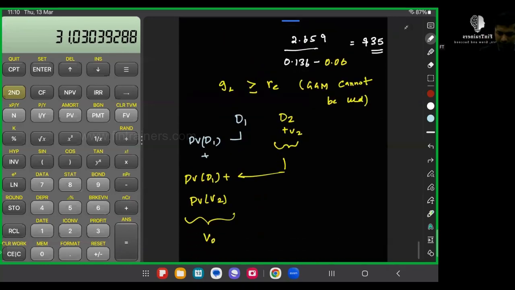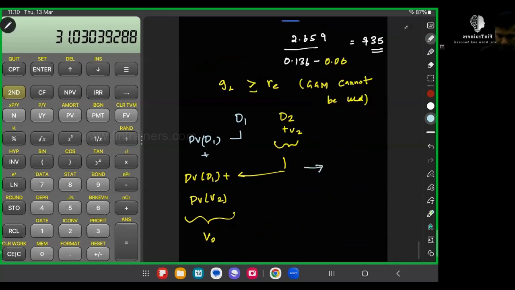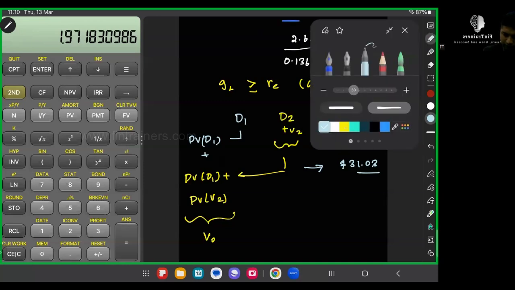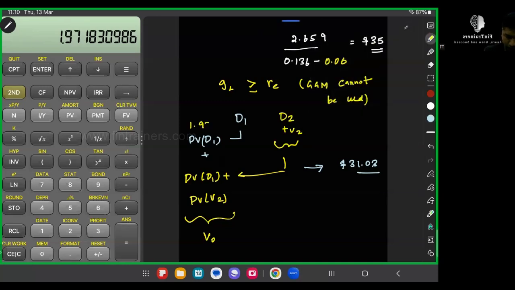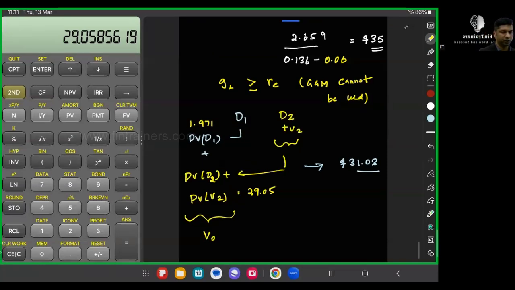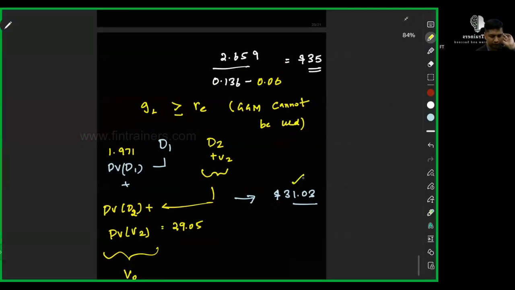So if you have done that, you will get the answer as $31.03. So the PV of the first dividend should be 1.971, and the PV of the share price plus the second dividend, I got that as 29.05. If you add those two, you get 31.03. So we got this valuation, right? And how confident are we about this valuation? Are we good with this valuation?